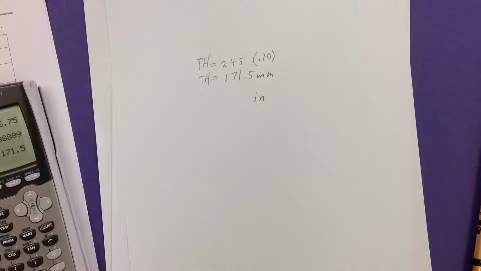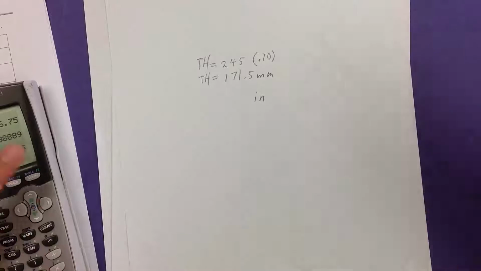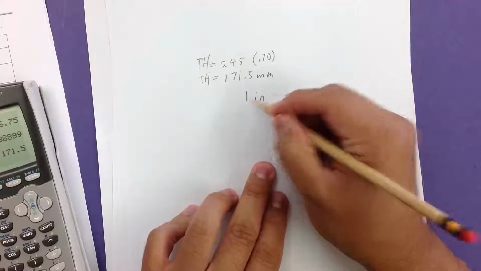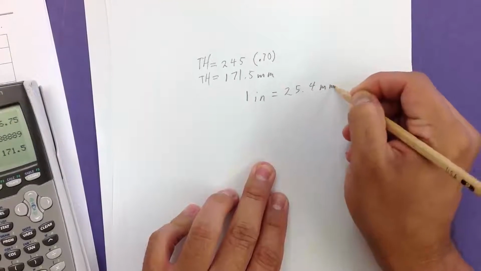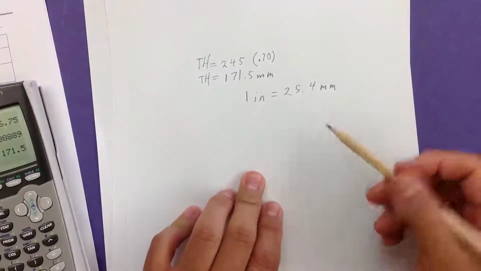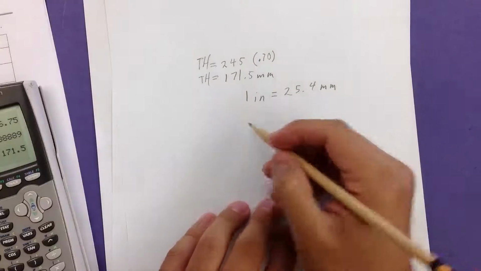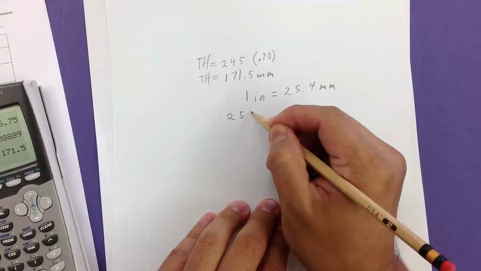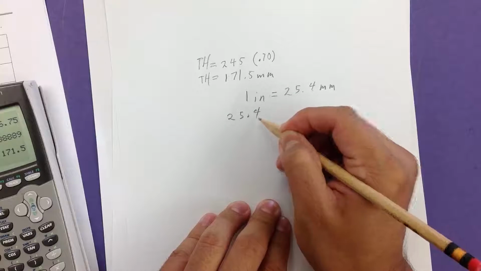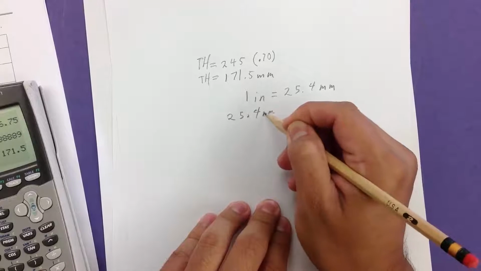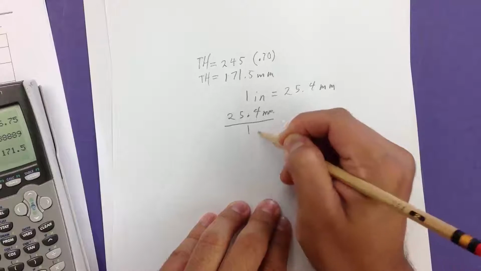Okay, so it's 25.4. Let's see, 1 inch is equal to 25.4 millimeters. So I'll simply go ahead and use my calculator. Okay, so 25.4 millimeters in 1 inch.